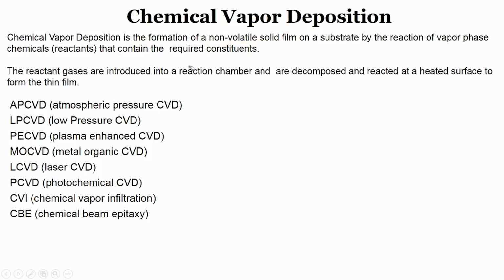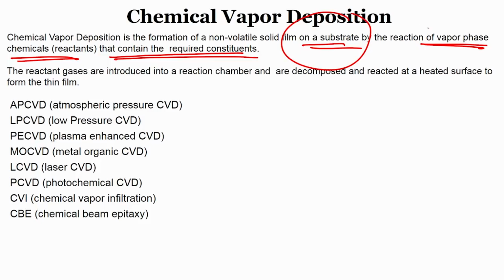Now, we know that CVD is the formation of a non-volatile film on a substrate by the reaction of vapor phase chemical reactants that contain the required constituents. That means the chemical reaction that we are using happens on the substrate because of the chemicals, and that chemical would contain the required constituents. The required constituents are the material which we want to deposit on the substrate as a solid film, okay.